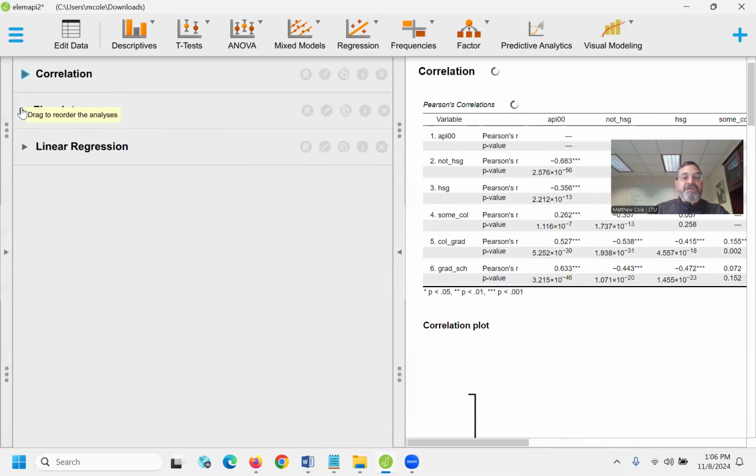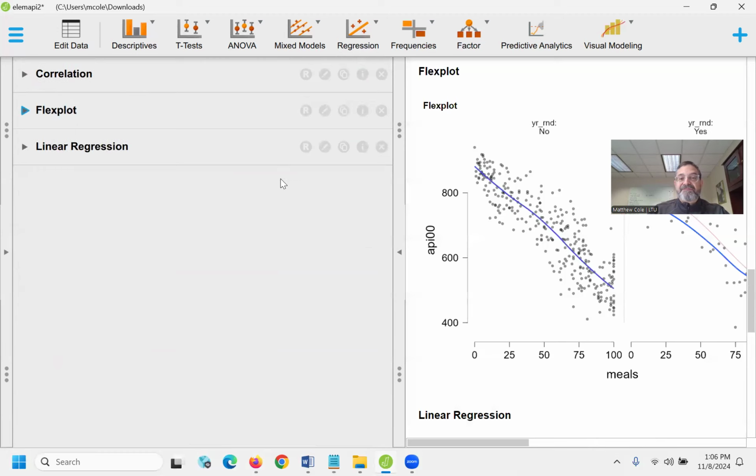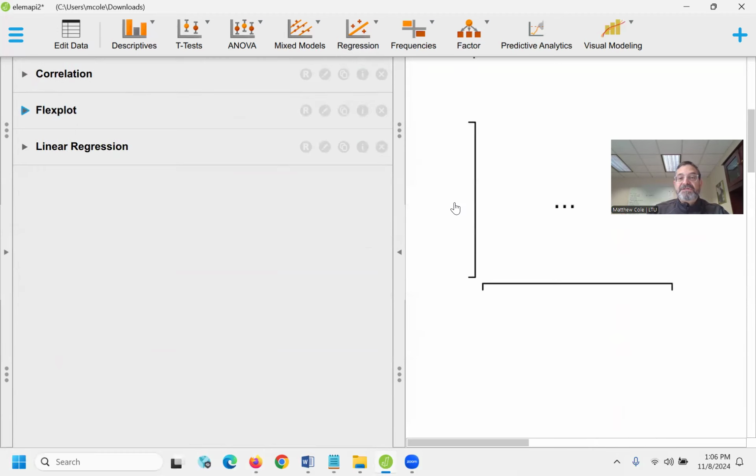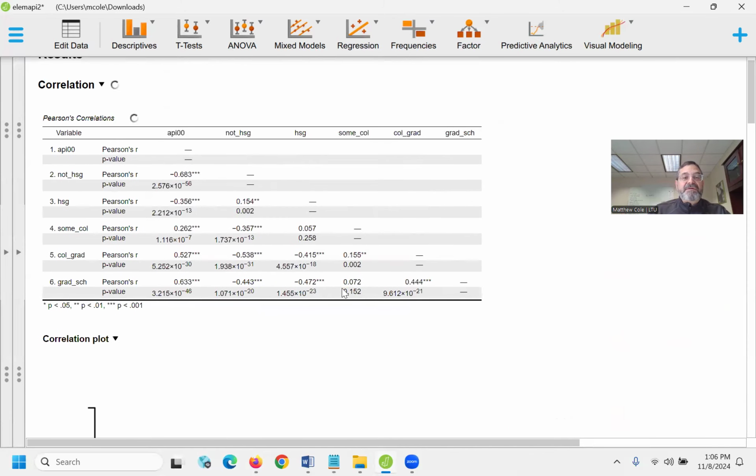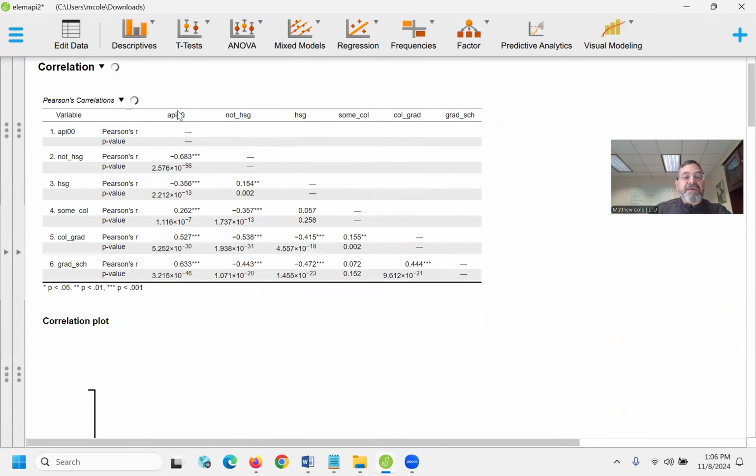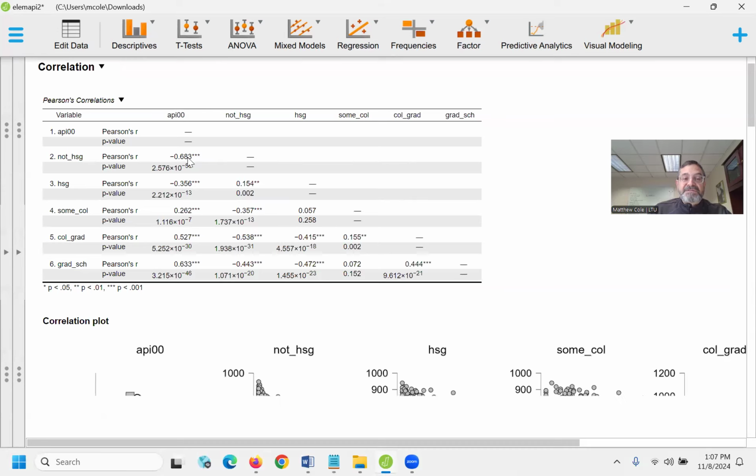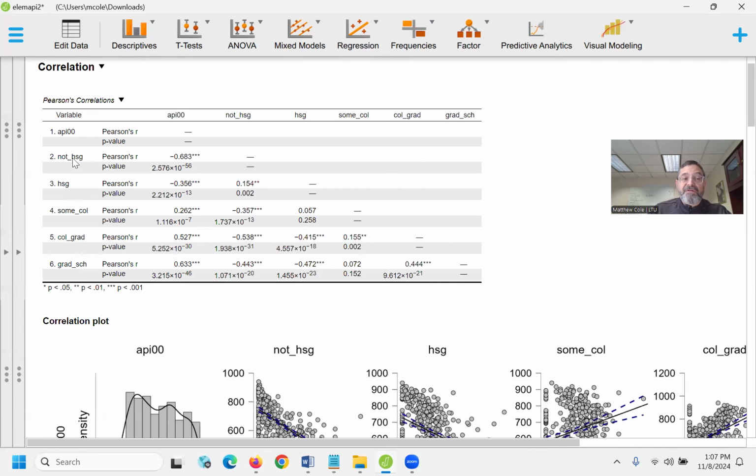We can practice the flex plot for a minute, but let's go ahead and look at the correlation and see how that's being rendered. So here's our correlation matrix. We see API, academic performance, is significantly correlated with all of these parent variables, and some are negative and some are positive. As the percentage of parents that do not have a high school education increases, academic performance goes down. It's negative.